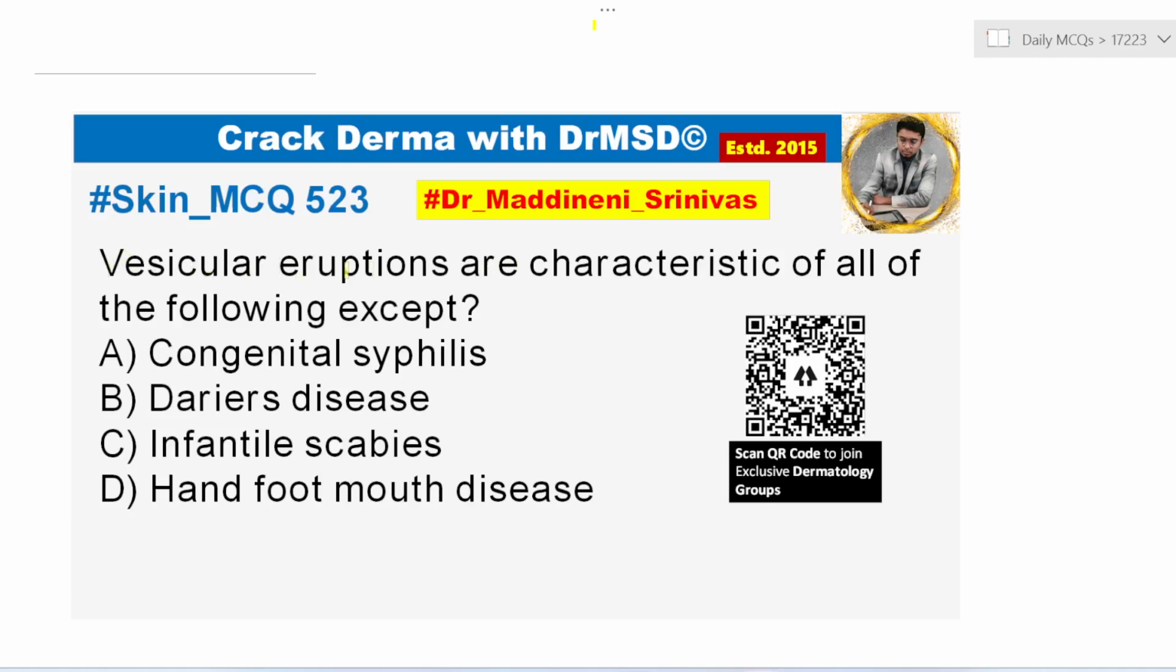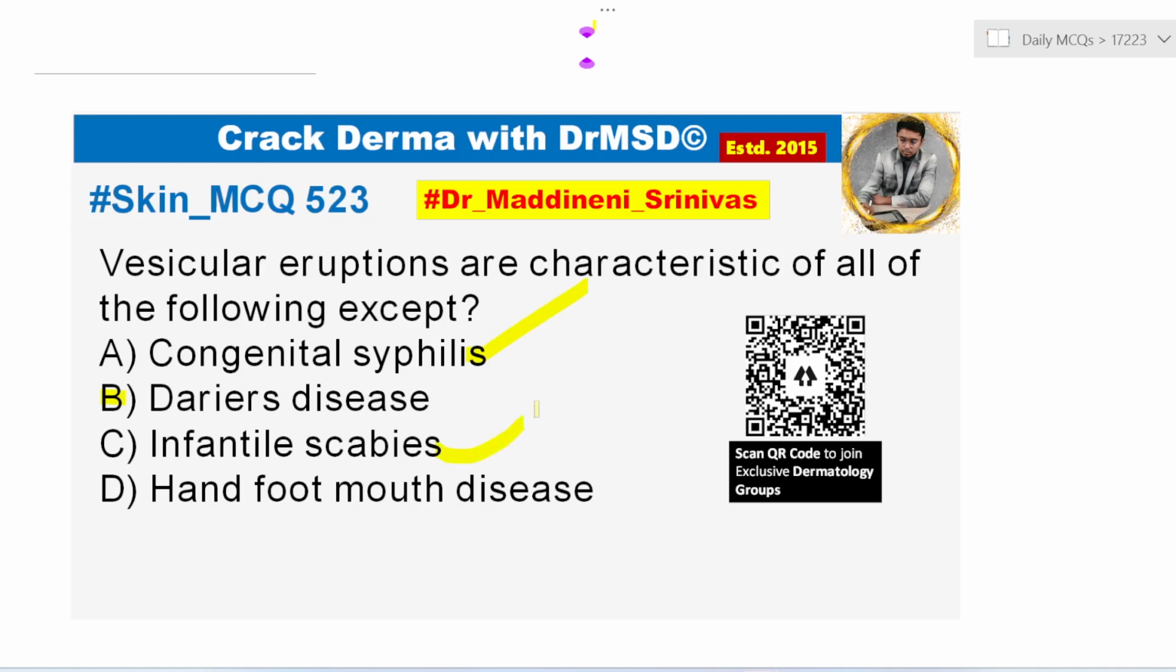Vesicular eruptions are characteristic of all the following except. And if you have marked the answer as option B, you are absolutely correct. So please remember friends, vesicular lesions, that is fluid filled lesions, can be seen in congenital syphilis. Please remember, in secondary syphilis, vesiculobullous lesions are not seen, but in congenital syphilis, vesiculobullous lesions are very characteristically seen over palms and soles, and in fact, this forms one of the components of the triad in early congenital syphilis.